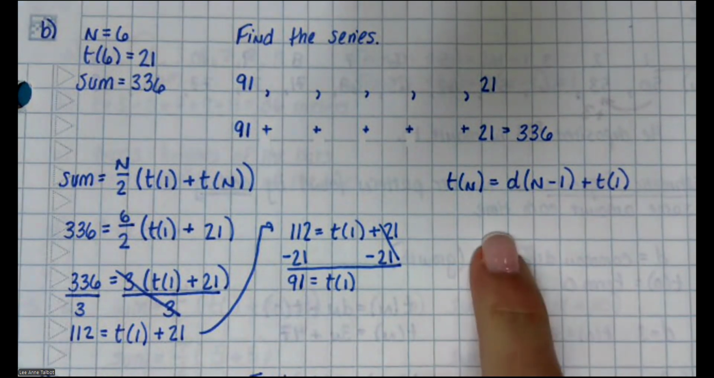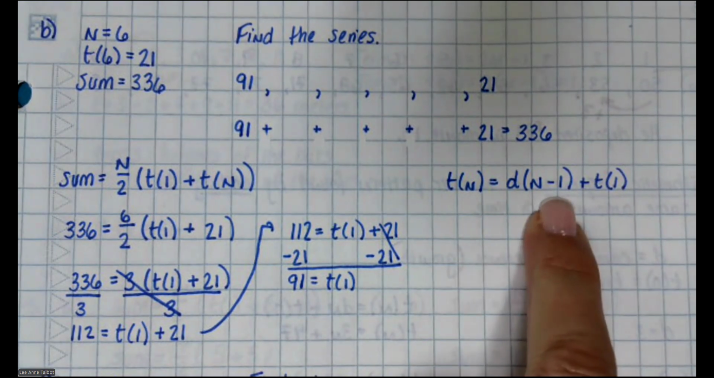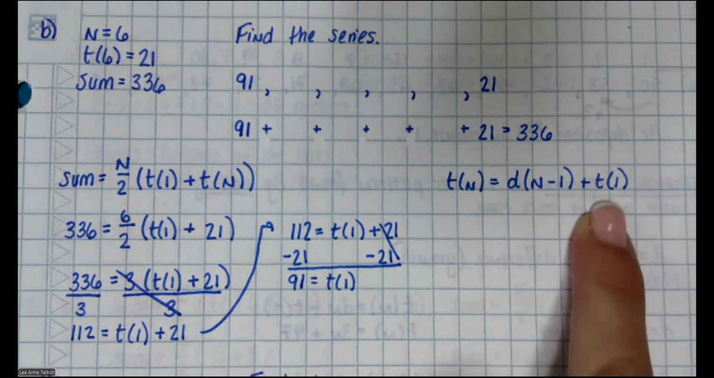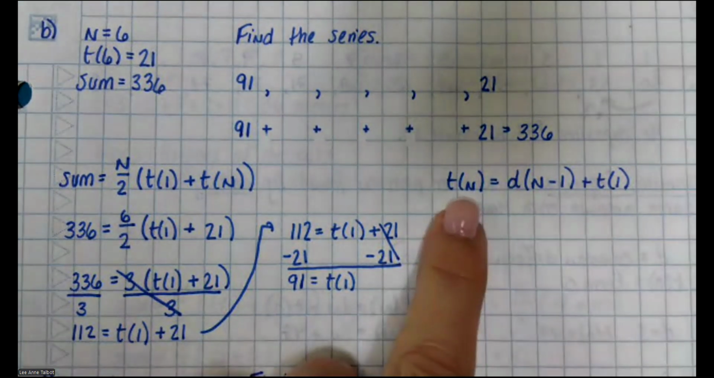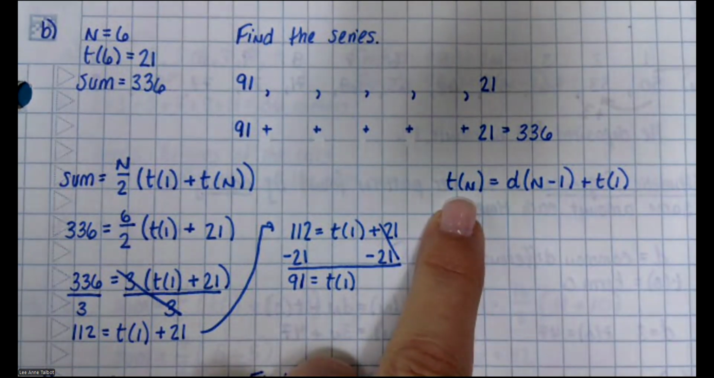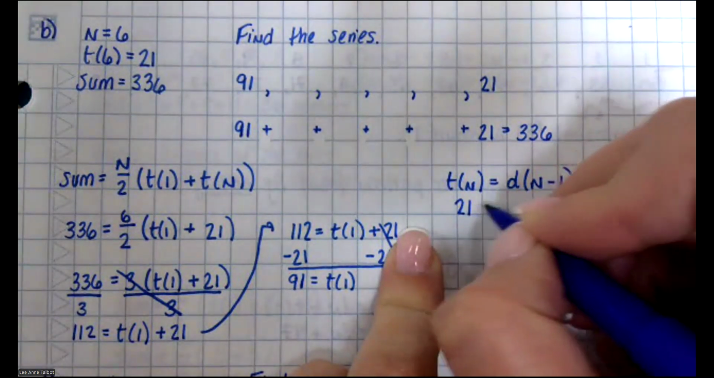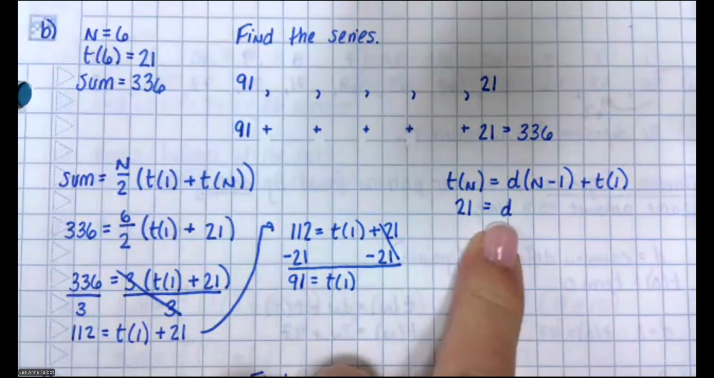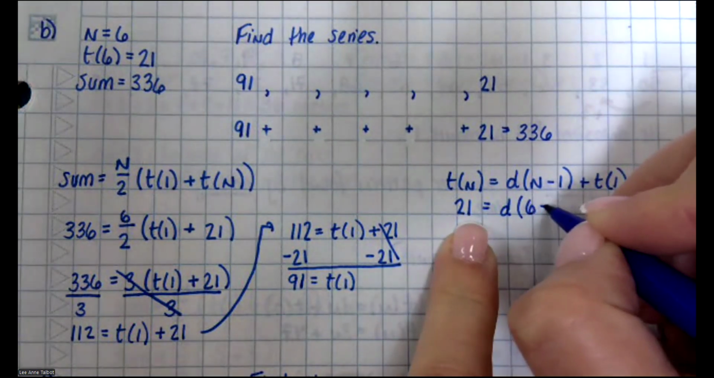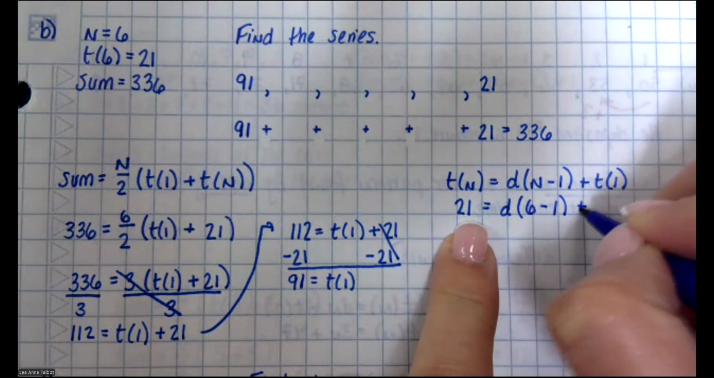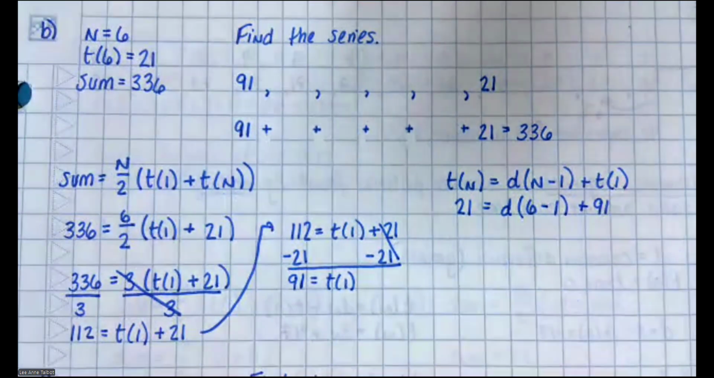So D is still the growth. This becomes n minus 1 instead, and you put first term here. Okay, so this is the last term, T of n, which is 21. D is what I need to know. 21 is in spot 6. And 91 is the first term.